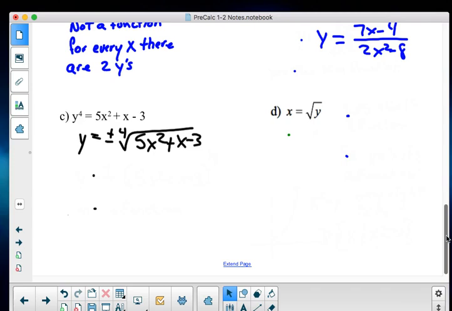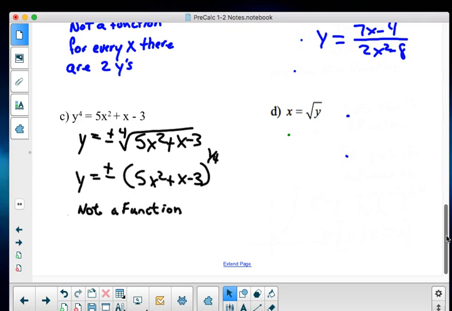But for every x I put in, how many answers will I get out? 2. And even, I've got some people, yeah, but Bloom, what if you do it that way? It still will be the same. This is the 4th root still, okay? But I'm still going to get 2 y's for every x, so it's not a function.